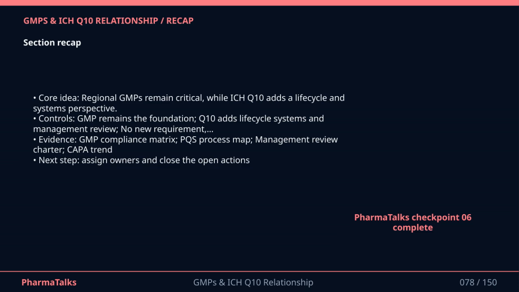These elements help us monitor and support continuous improvement. The next step is to assign clear ownership of tasks and close any open actions to ensure effective implementation. That completes our Pharma Talks Checkpoint 06 on the relationship between GMPs and ICH-Q10.